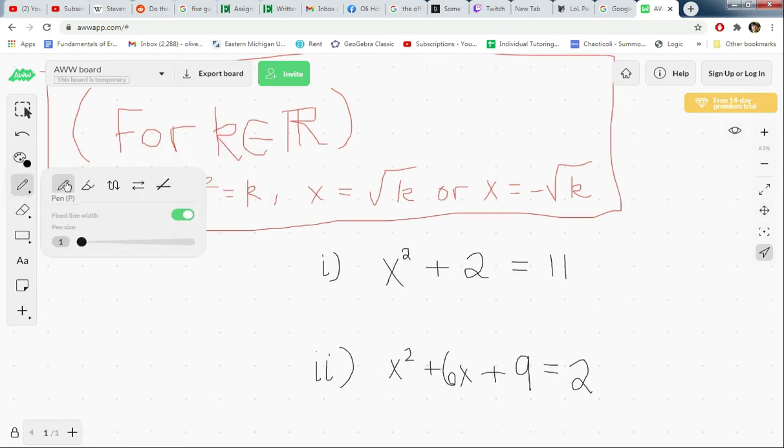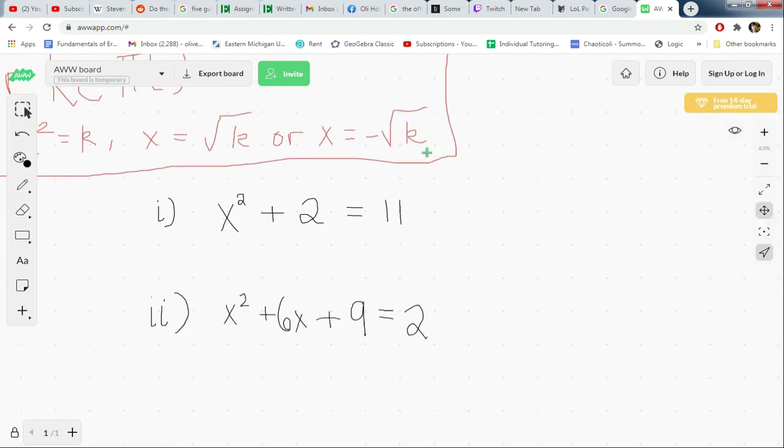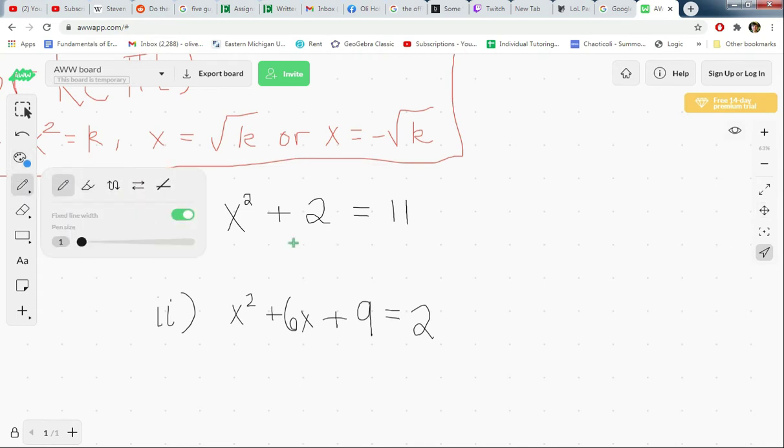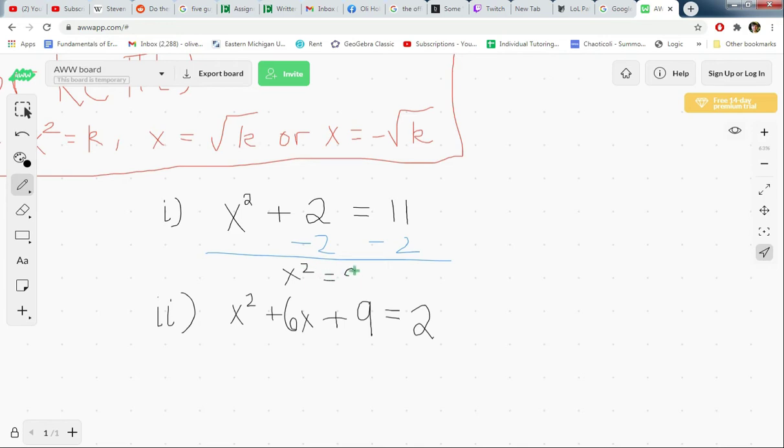So let's go ahead and solve a couple of examples to see what this looks like in action. To begin, let's look at example 1. We want to get it to where we've isolated x squared, so we subtract 2 from both sides. I'll do that in blue. That gives us x squared is equal to 9. Okay, now we're precisely in this situation above.